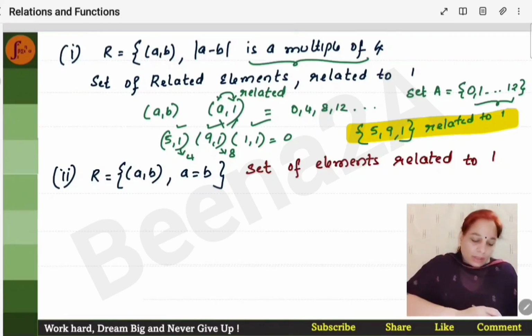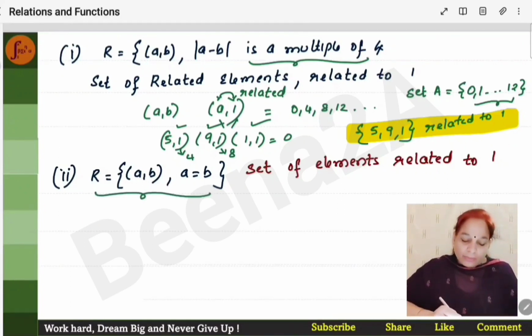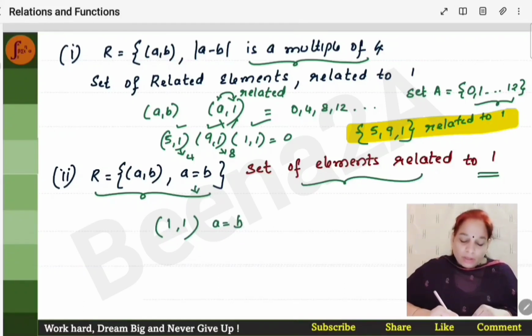Now, let's look at second case, right? Second relation. Here the relation is A is equal to B and you should find the set of elements related to 1. So, one of the elements should be 1, right? What is the other element? Here A is equal to B. A is equal to B means the other element is also 1, right? That's when you say A is equal to B. So, 1, 1. So, what is the set? Set is 1 only because only 1 is related to 1 here. That satisfies this relation A is equal to B. So, this is the answer.